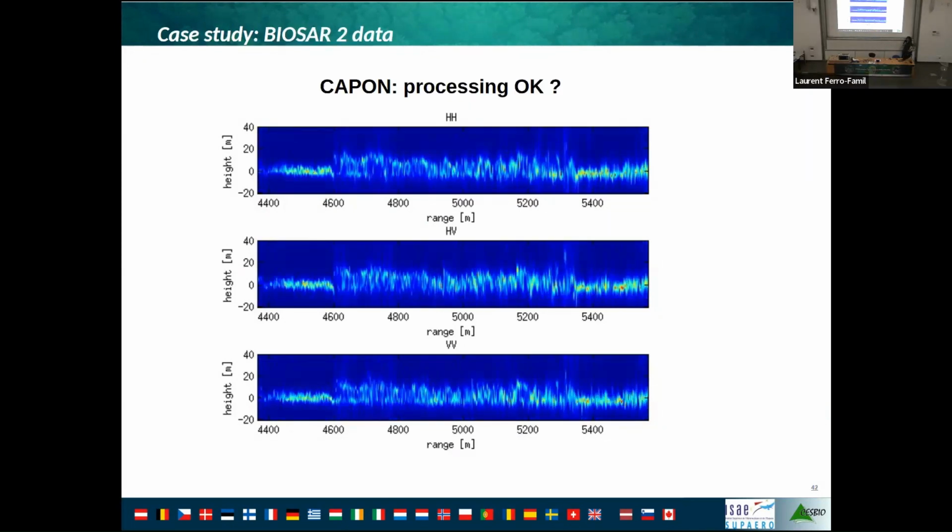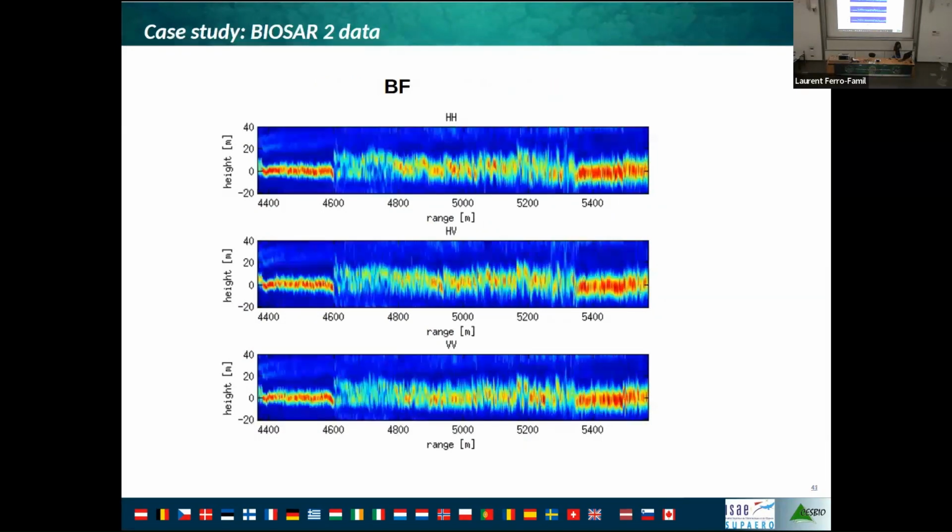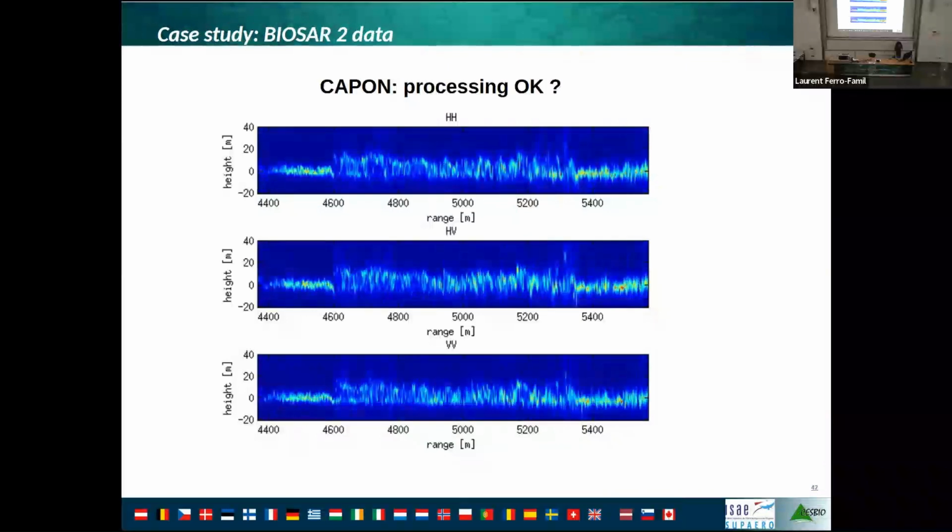When you look at this, when you have such a big difference between beamforming and Capon, you should be very careful and say, oh, something is going wrong. What happened here? My covariance matrix was badly estimated. It was very, very few looks, not enough samples. So when you invert it, the result shows very high variations.